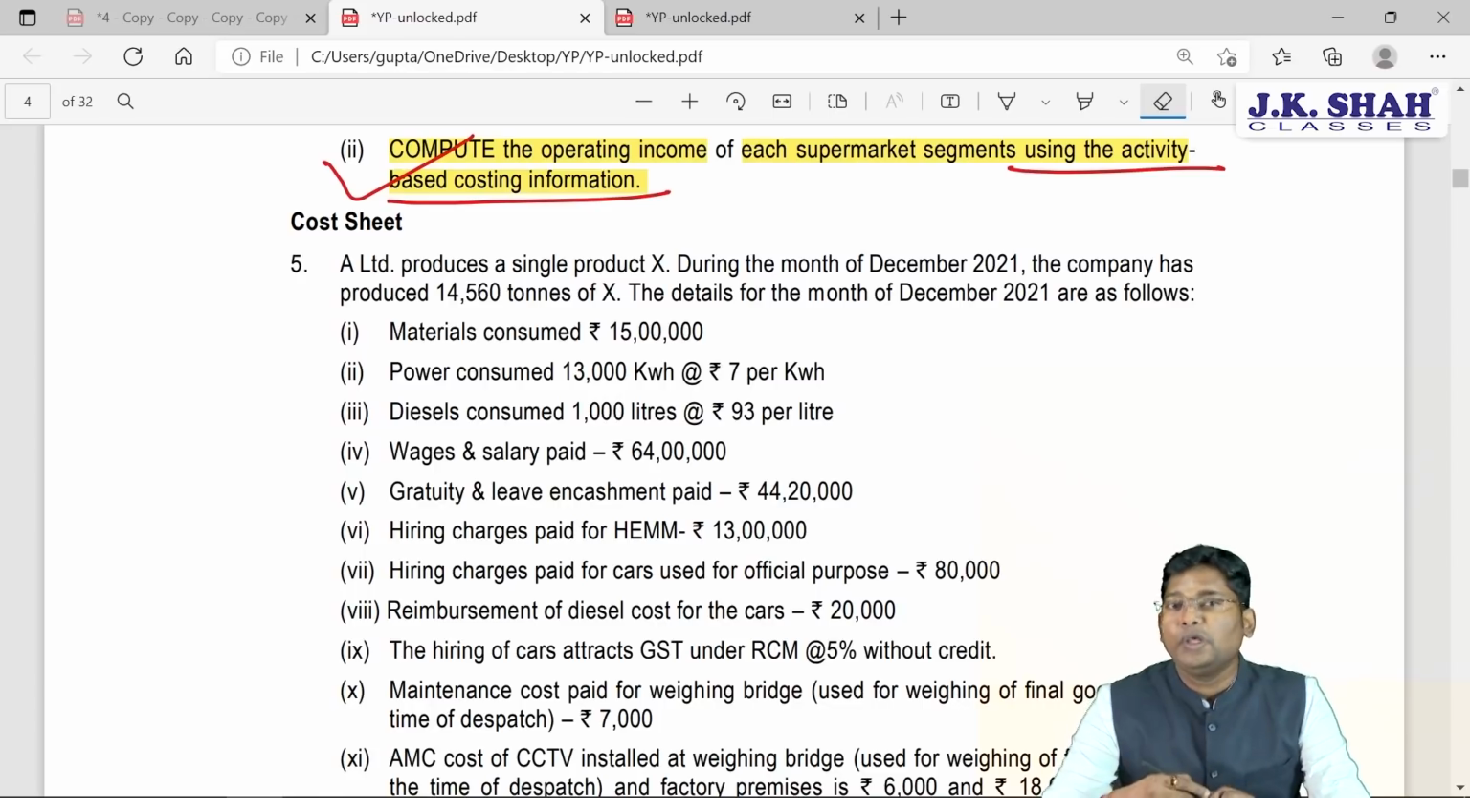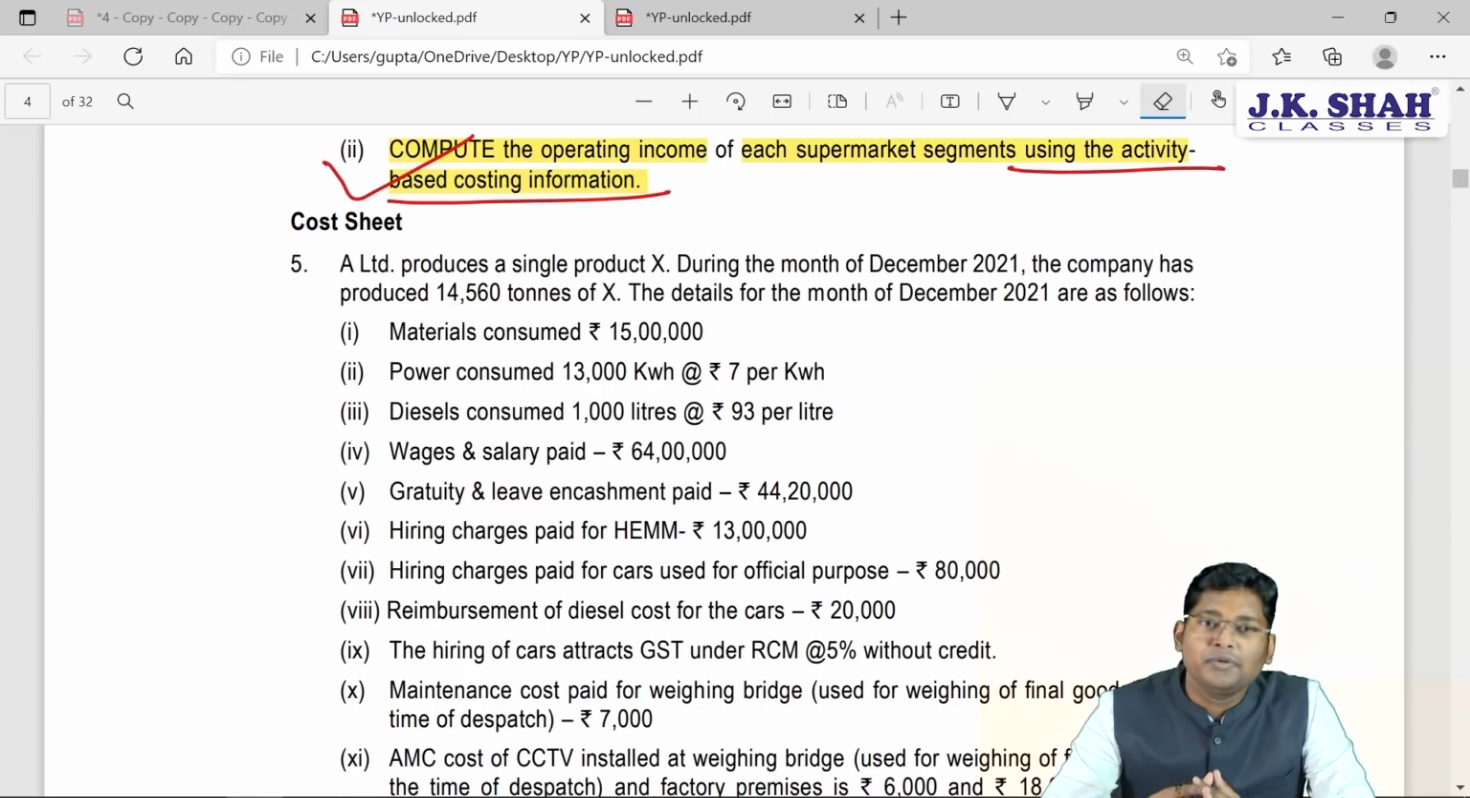A Limited produces a single product X. They are not producing multiple products, they are producing a single product X. During the month of December 2021, the company has produced 14,560 tons of X. So this is the quantity produced given. The details for the month of December 2021 are as follows.